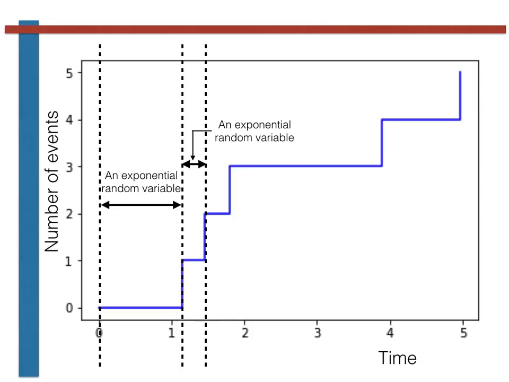We can thus quickly see how to build a plot like the one shown in this graph that shows the number of events that have occurred as a function of time. We generate the time for our first event by generating an exponential random variable x1. We can then obtain the time for the second event by generating a second exponential random variable x2. The time for the second event will then be x1 plus x2. To generate the time for the third event, we generate a third exponential random variable x3. The time at which the third event occurs is then x1 plus x2 plus x3.